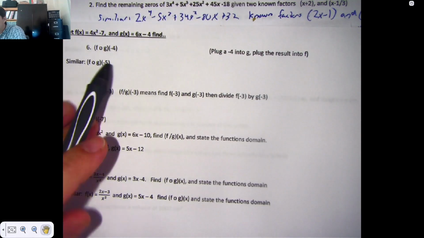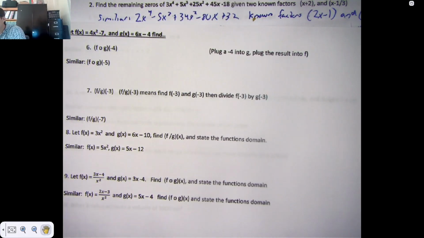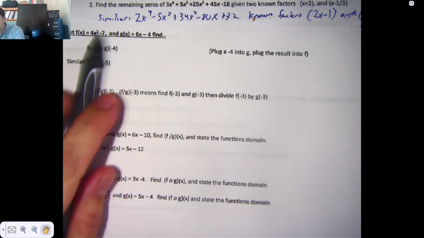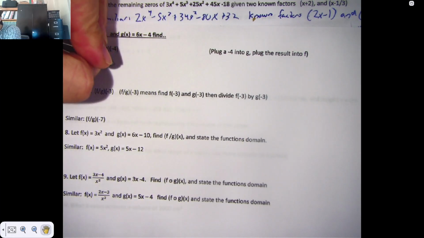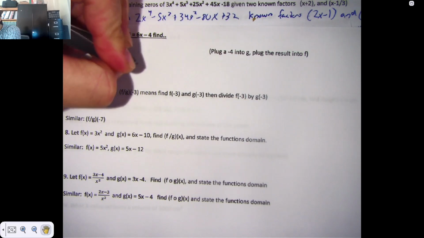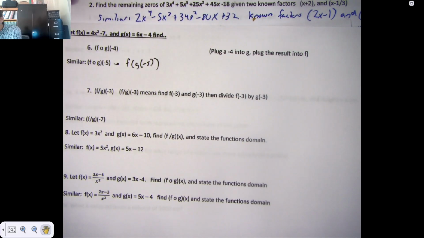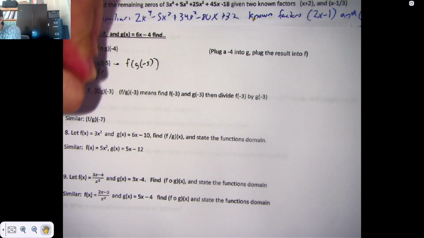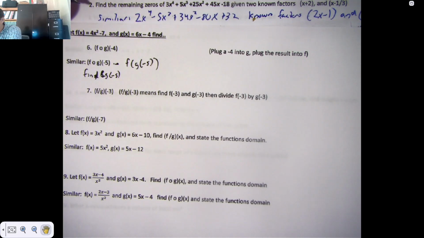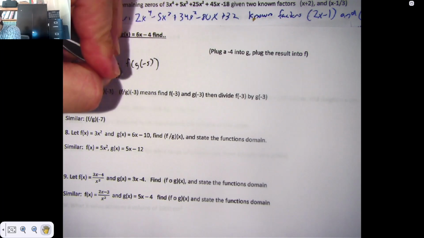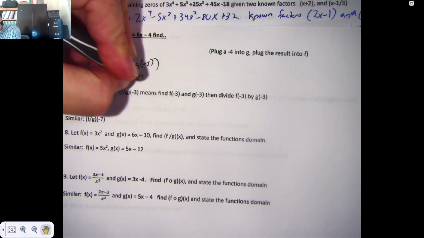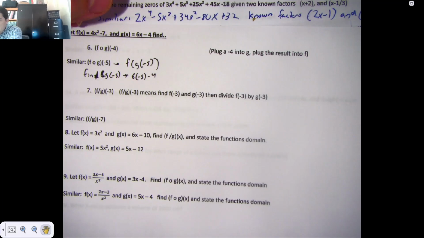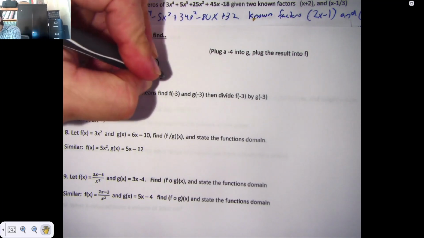So on number 6, the similar question I created is f of g of -5. I didn't change anything up here. That's still the same. And again, remember how we read this: f composed of g composed of -5. So your first task is to find g of -5. But g of -5 would say plug a -5 in here. And this is 6 times a -5 minus 4, which should be -34. That seems reasonable.